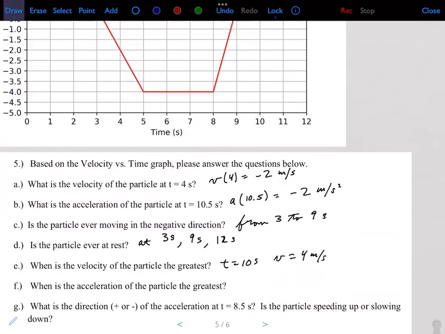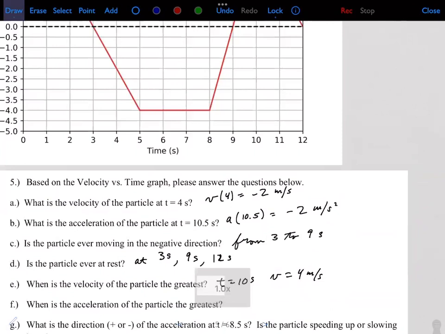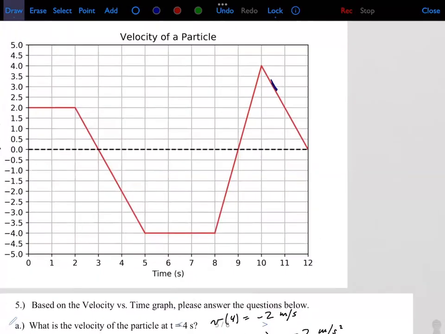When is the acceleration of the particle the greatest? Here, we do want to look at the slopes. So where do I have the greatest? Since I didn't say magnitude, I just said acceleration, I want the greatest positive slope. And that looks like, in fact, the only positive slope, between 8 and 10 seconds. That would be the greatest acceleration.